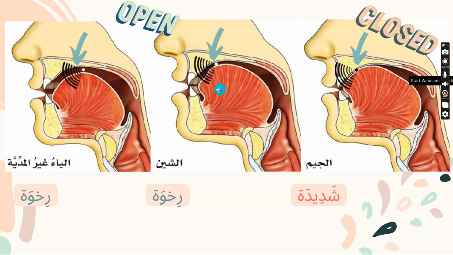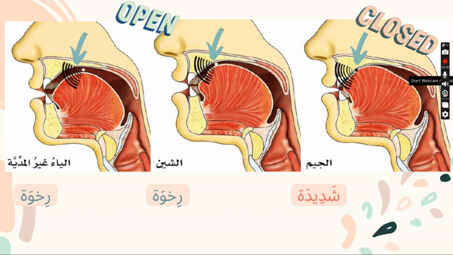What differs the Sheen from the Ya? Now we know what differs the Jim from both of these, but what differs the Sheen from the Ya? They have the same rakhawa, the sound runs. But what is the difference between this and that one? Otherwise, they will sound the same, right?